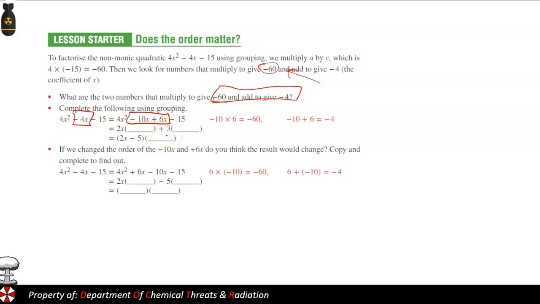Now we're going to change the order. Instead, we wrote it as minus 10x plus 6x. Before, we flipped it. So if we look here, we had minus 10x plus 6x. Now we're writing plus 6x minus 10x. See what happens now when you solve it.